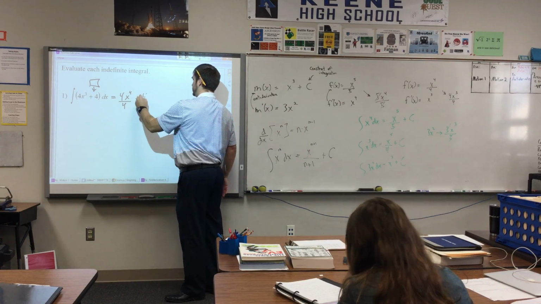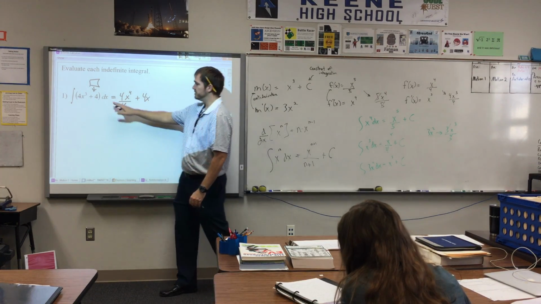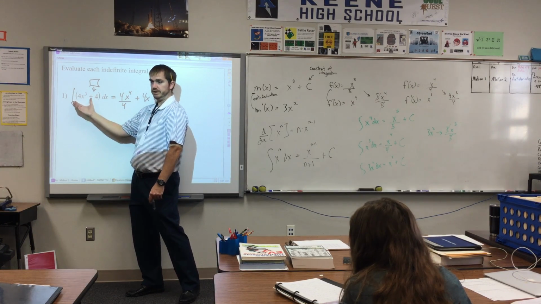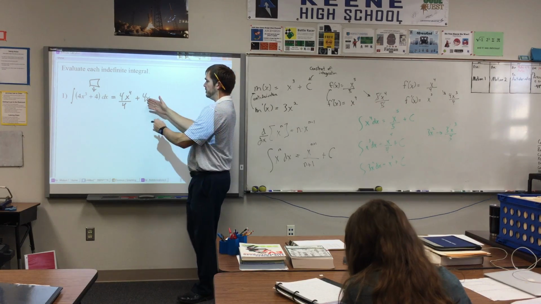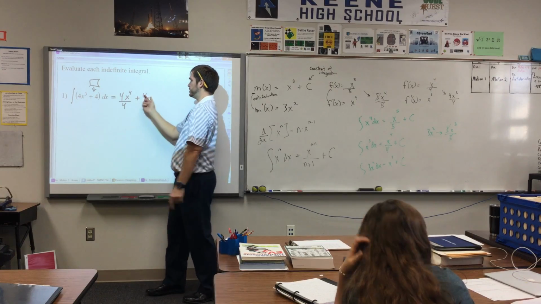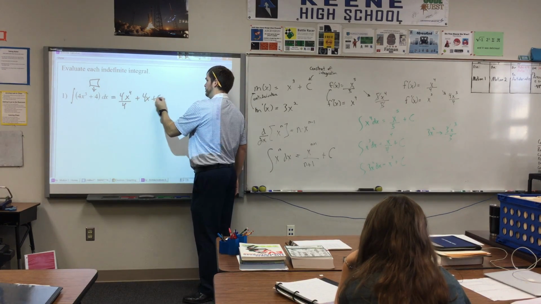4x. So anytime you see a constant here in the integrand, that's what this is called, the integrand, you know that the antiderivative of a constant is a linear term. So that's going to be 4x. And then you've got your plus c.